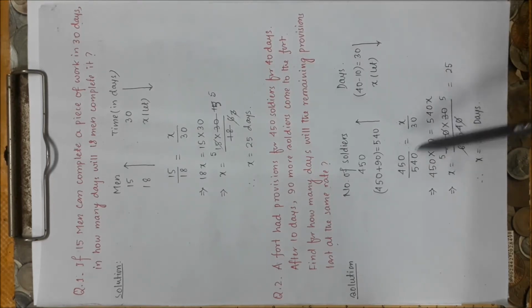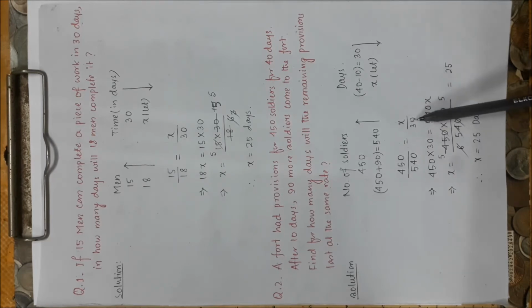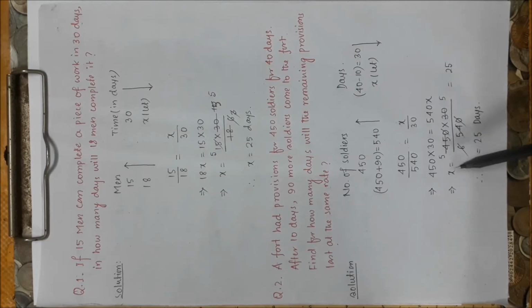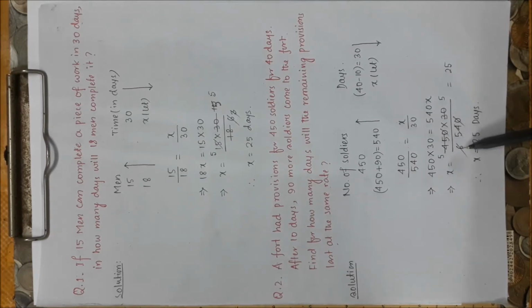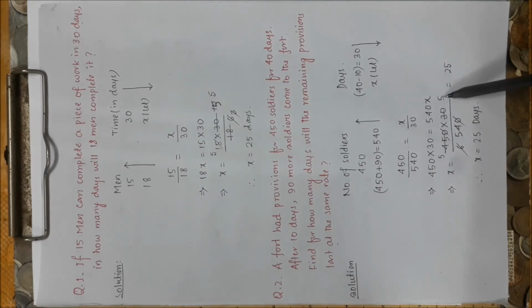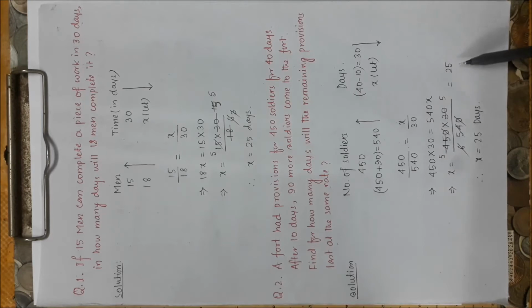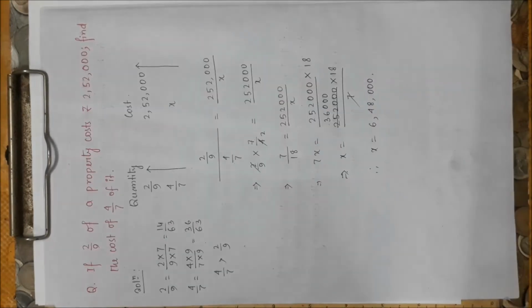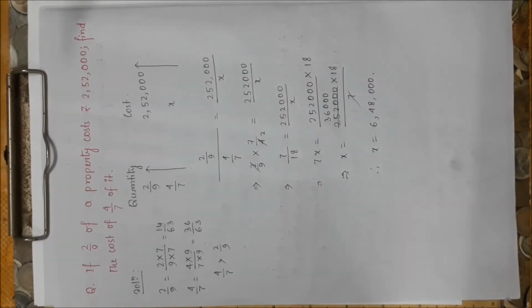So now if you cross multiply, 450 into 30 equals 540 into x. Therefore x equals 450 into 30 by 540. 10 and 10 cancel. 9 fives are 45, 9 sixes are 54, 6 ones are 6, 6 fives are 30. So 5 into 5 equals 25. Therefore the provision will last for 25 days. Let us discuss another problem.